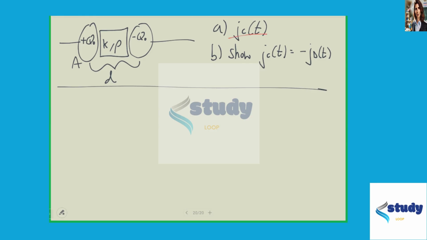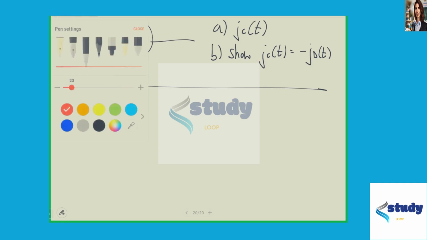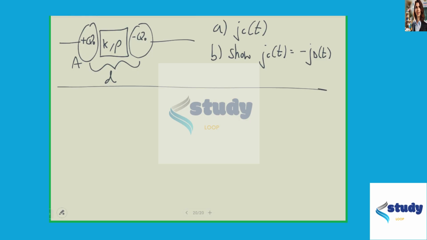So that's part A. And then we have to show that the charging current density is equal to the negative of the displacement current density. So first of all, we're looking for a current.